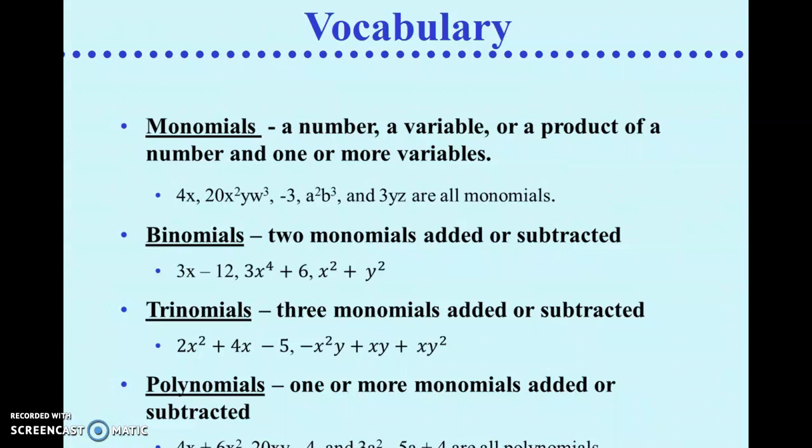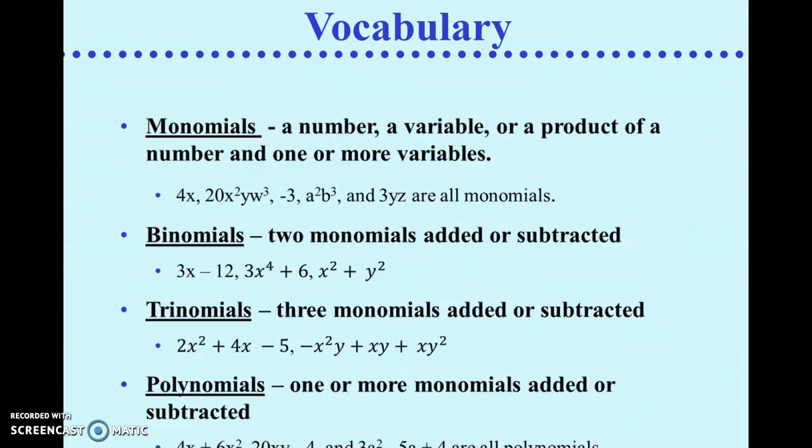Binomials are two monomials added or subtracted. So what you see here is two terms with a sign in between them, a plus or a minus. So 3x minus 12 is a binomial. 3x to the fourth plus 6 is a binomial. And x squared plus y squared is a binomial. Make sure you have these examples written down in your notes.